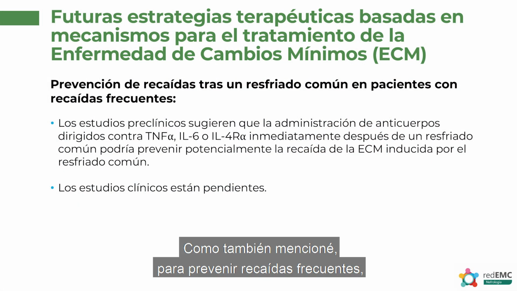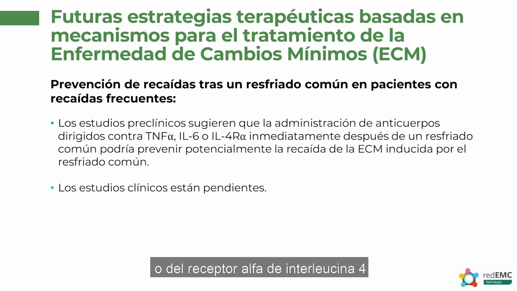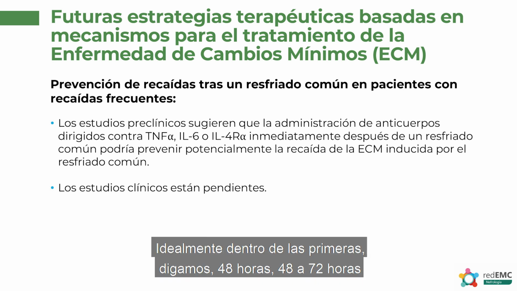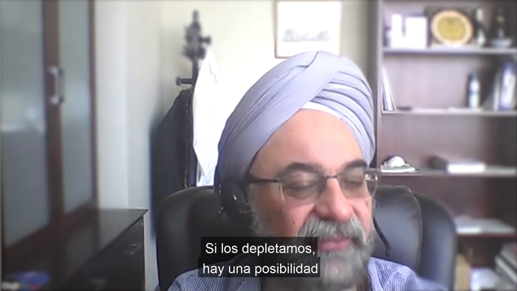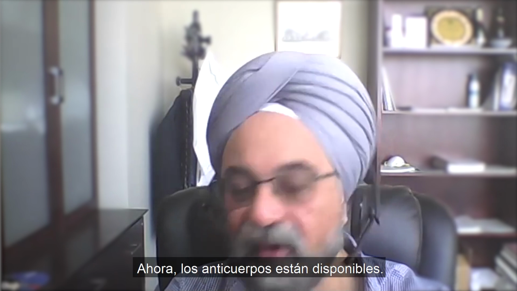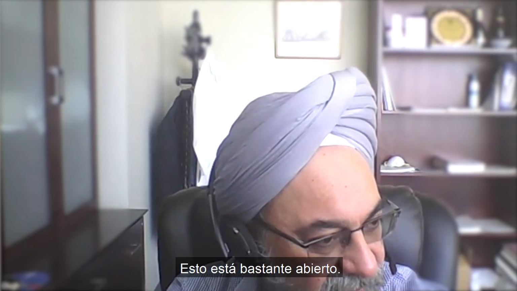And as I've also mentioned to you, to prevent relapse in frequent relapsers, the preclinical studies support the depletion of TNF alpha or IL-6 or interleukin-4 receptor alpha immediately after the onset of a common cold. Certainly within the first, say, 48 to 72 hours, before the relapse develops. So if we deplete it, then there is a possibility or a high likelihood that in clinical studies, this may prevent the relapse. Now, the antibodies are available. The clinical studies have not yet been done, right? So this is quite open.